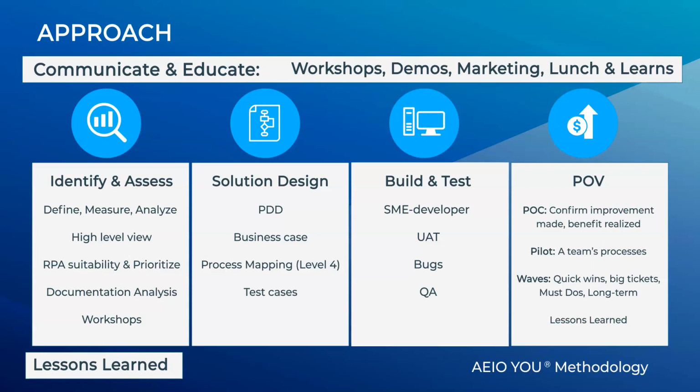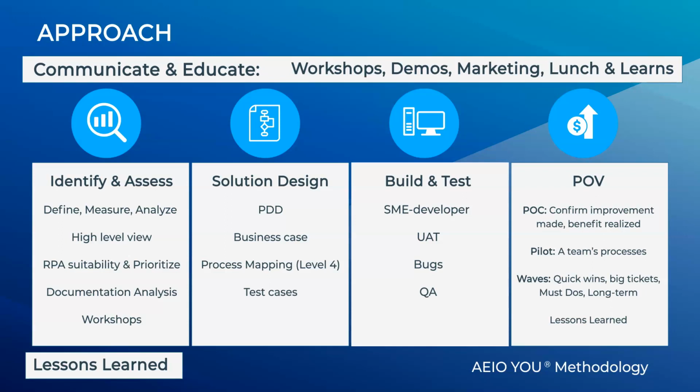Along the top is communicate and educate. It's vital that you communicate early and frequently so stakeholders feel involved and stay engaged. By empowering your stakeholders, they'll be motivated to identify their own opportunities for change, which means you have a lot more pairs of eyes looking for automation opportunities.